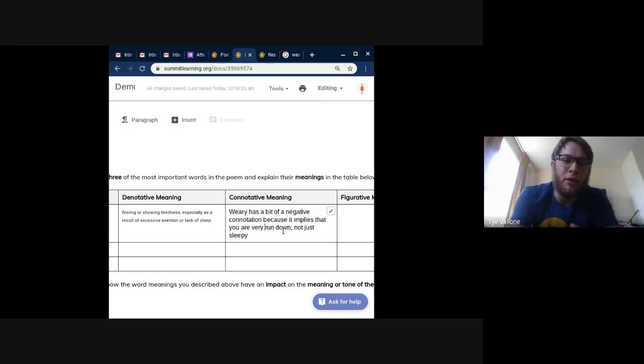So everybody, like different words could have different connotations to different people based on your associations or your experience. The important thing to remember is that we know the difference: denotative means the dictionary definition, connotative is the association or what you think of when you hear that word. So whatever that is to you, put that in the chart.